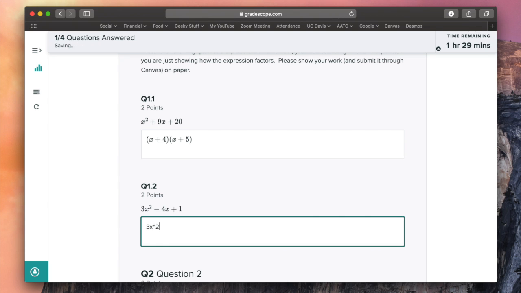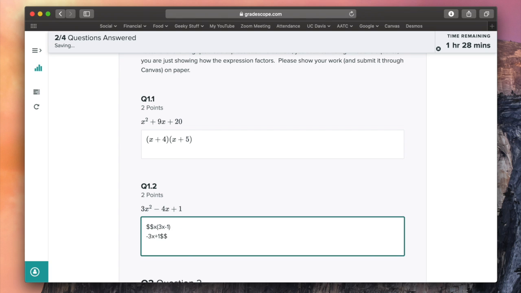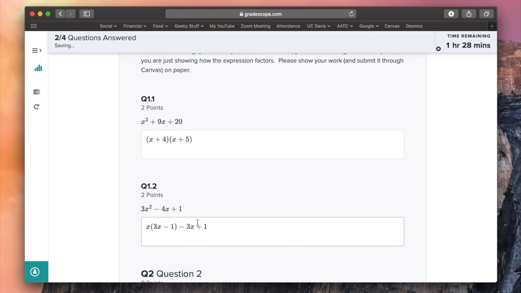3x squared minus x minus 3x plus 1. And then I would factor that by grouping, right? So from the 3x squared minus x, I'd factor out an x. I'm left with x times 3x minus 1. And then from this other part, I factor out a minus 1. I'm left with a 3x minus 1 inside.